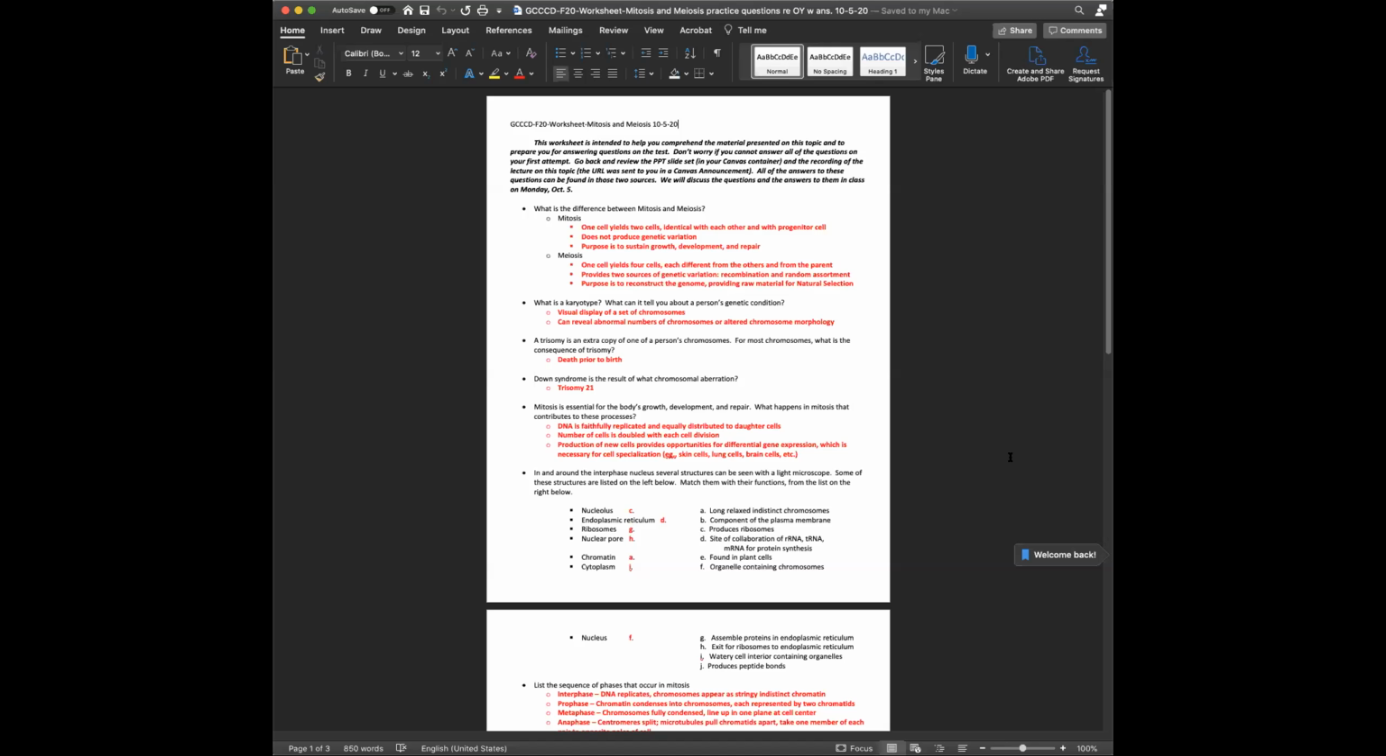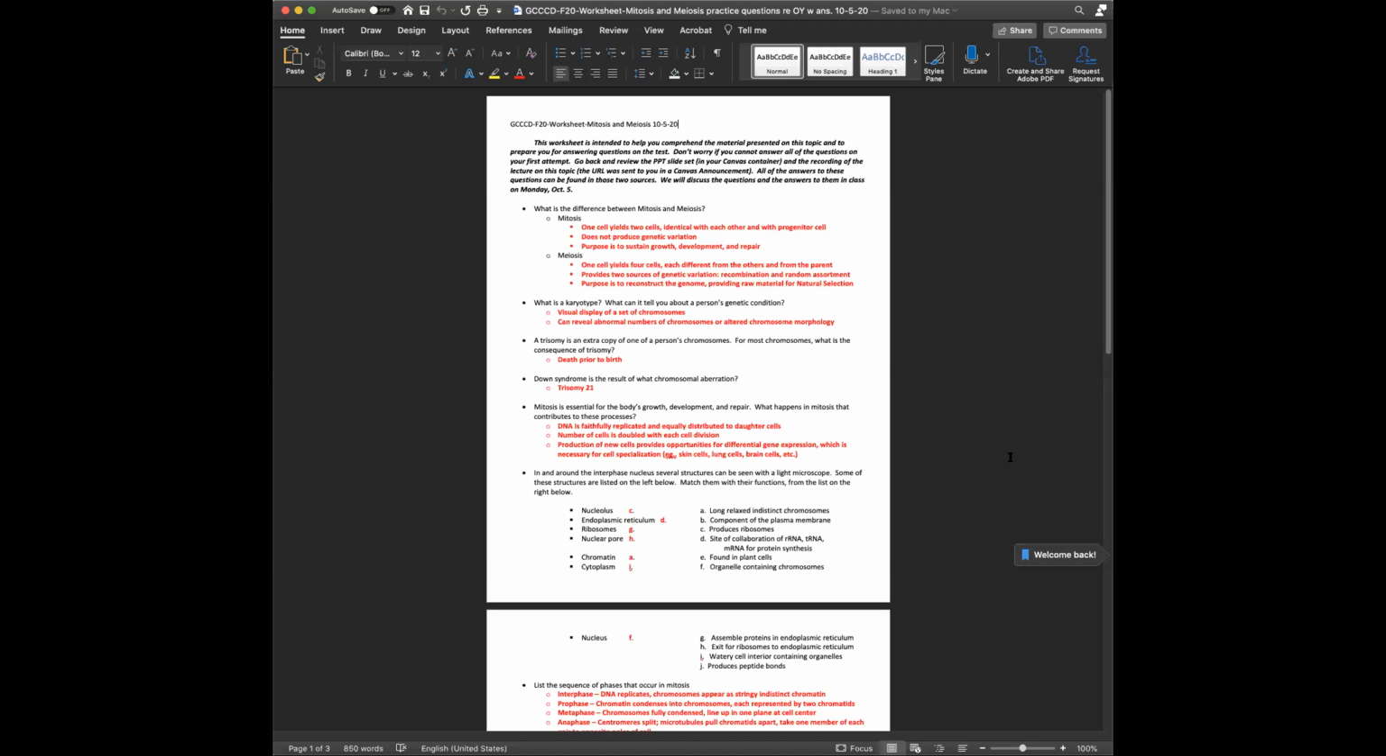Okay, I asked the question, mitosis is essential for growth, development, and repair. What happens in mitosis that contributes to these processes? Well, one is that the DNA is faithfully replicated without any changes. Copying has to be accurate, and it's equally distributed to the daughter cells. The number of cells is doubled with each division, and the production of new cells provides opportunity for differential gene expression.